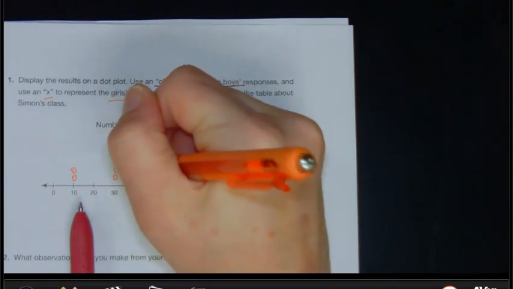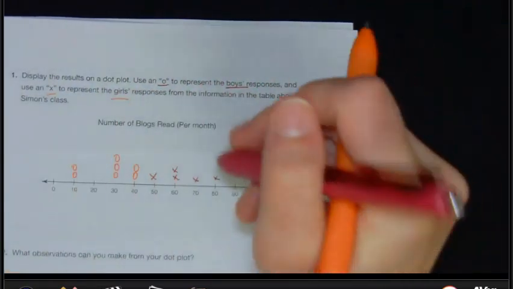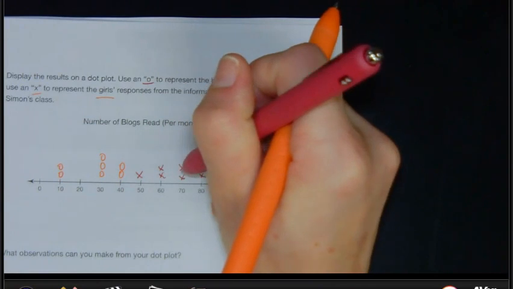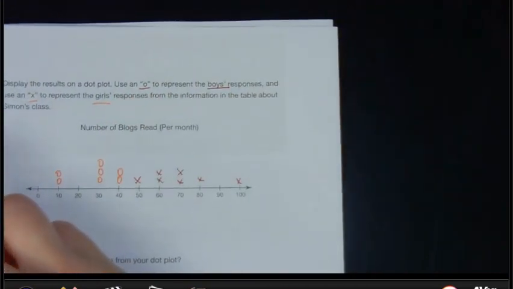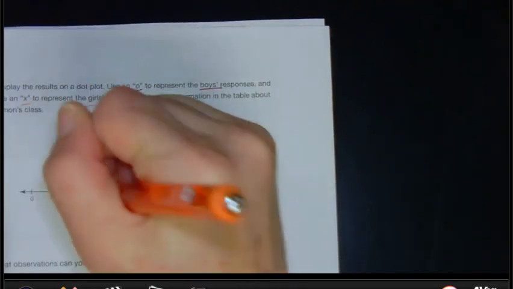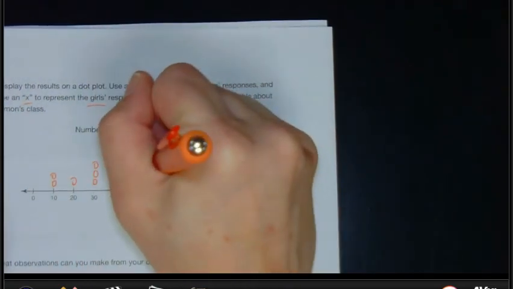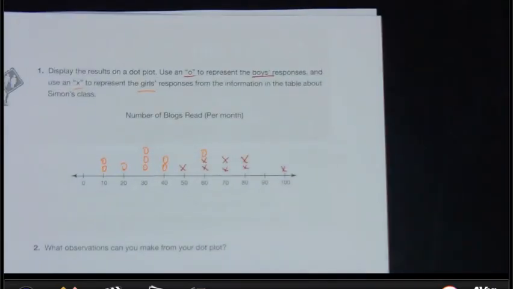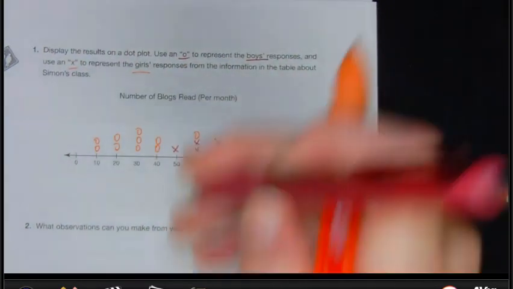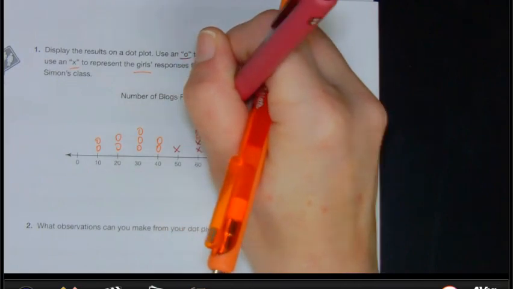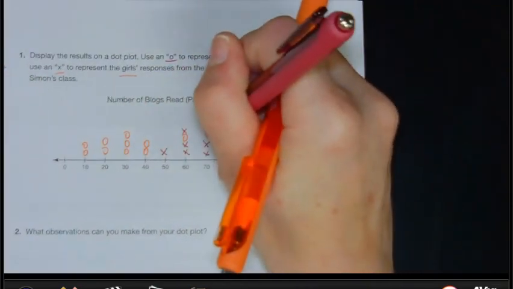Will, 40, boy. Yasmin, 70, girl. Paulos, 20, boy. John, 60, boy. Rose, 80, girl. Donde, 20, boy. It's a good name. Susie, 60, girl. And then Kayla, 70, girl.